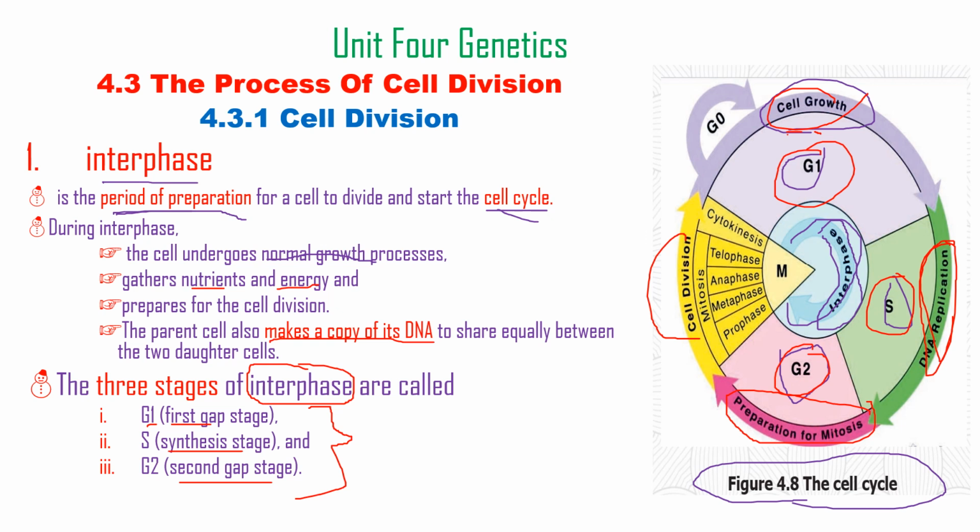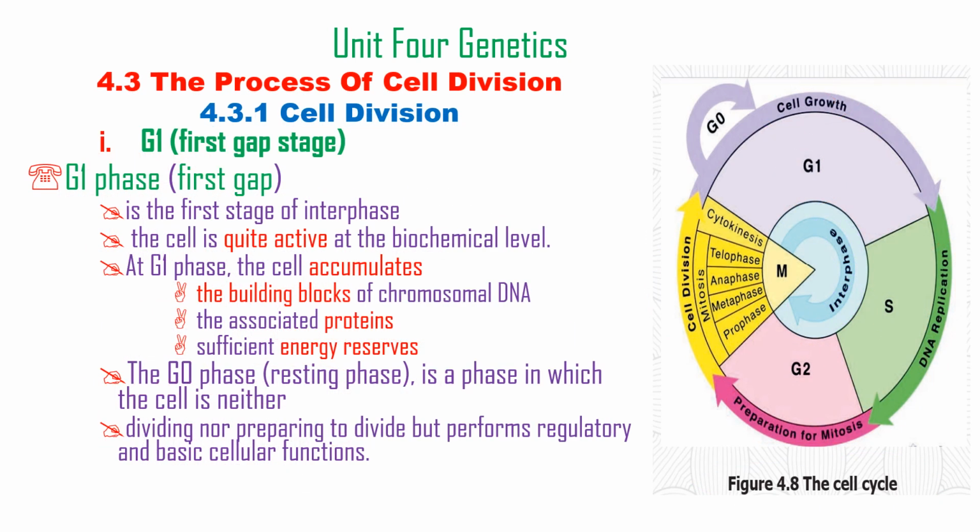So what is next? Every stage of interphase. The first phase, as I told you before, is known as the G1 phase. The G1 phase, or first gap phase or first gap stage, is the first stage of interphase. It is the first stage of what? Interphase, as I told you before. So the cell is quite active at the biochemical level.